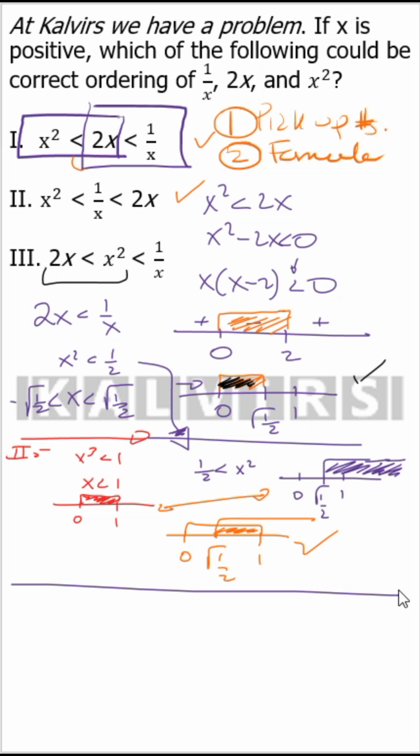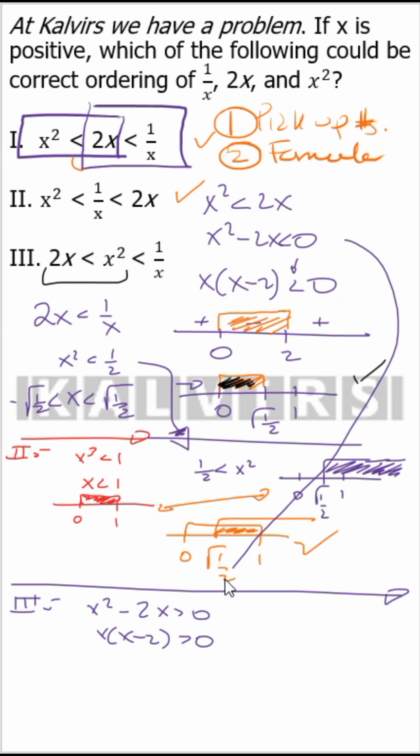Finally, we will try the third one. The third one, as you see, is kind of a puzzle of the first two. We see x squared minus 2x greater than 0, so x times (x minus 2) is greater than 0. That's exactly the opposite of this. What's the opposite? The opposite of between 0 and 2 will be the other interval. Why not 0 and negative? Because the question says x is positive.